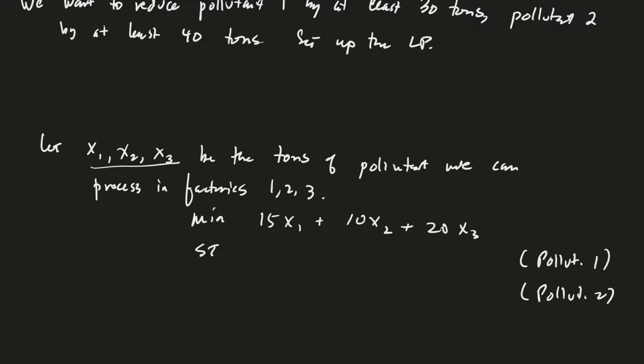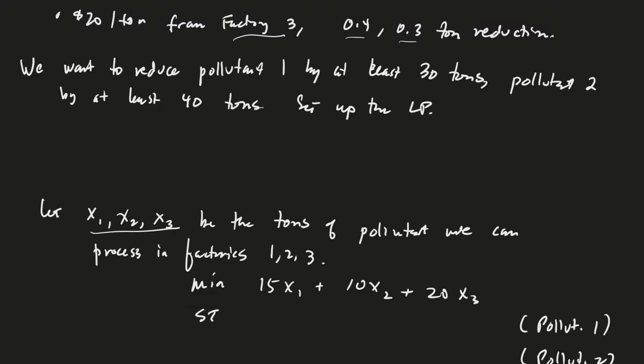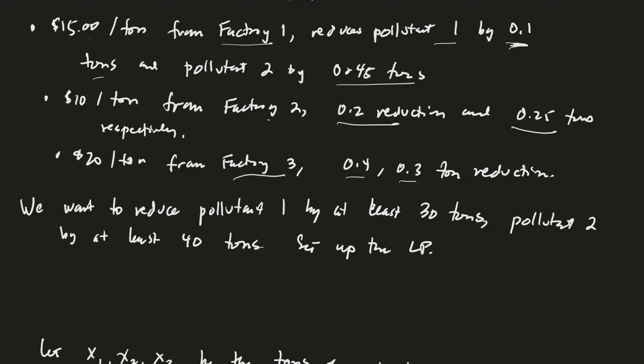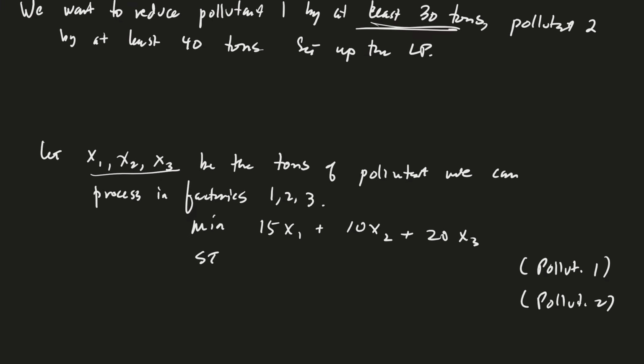So for pollutant 1, how much pollutant 1 am I getting? Or how much am I reducing it by? I'm reducing pollutant 1 by 0.1 tons out of each ton from factory 1 that I process. So that means I'm getting 0.1 x1, and then here I'm getting 0.2 x2, and here I'm getting 0.4 from x3. And so that's going to be the number of tons of pollutant that I'm reducing, and I want that to be at least 30 tons, right? So that gives me my first constraint. I've got 0.1 x1 plus 0.2 x2 plus 0.4 x3 greater than or equal to 30.